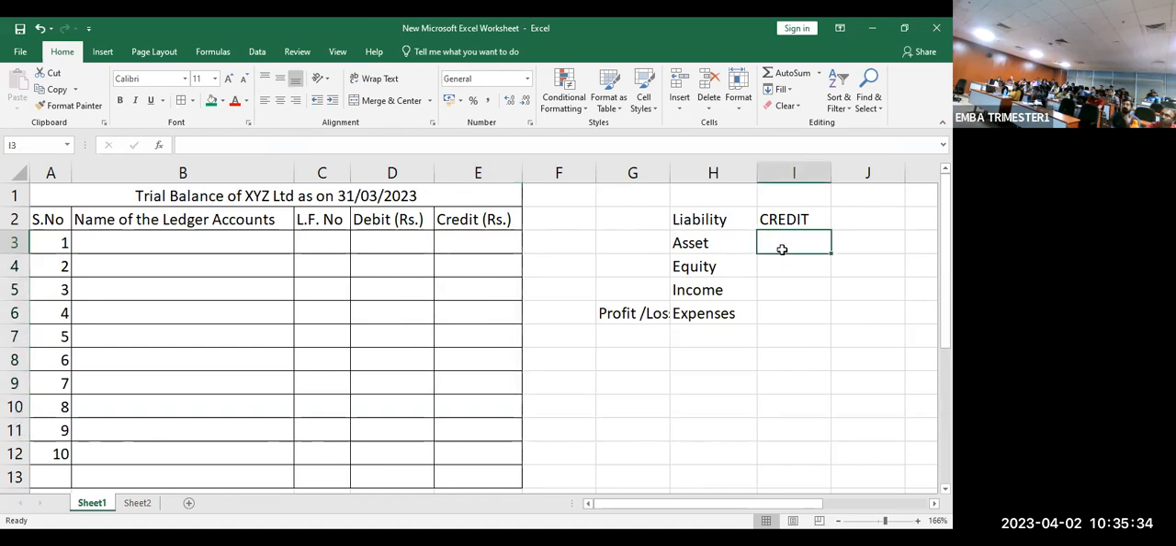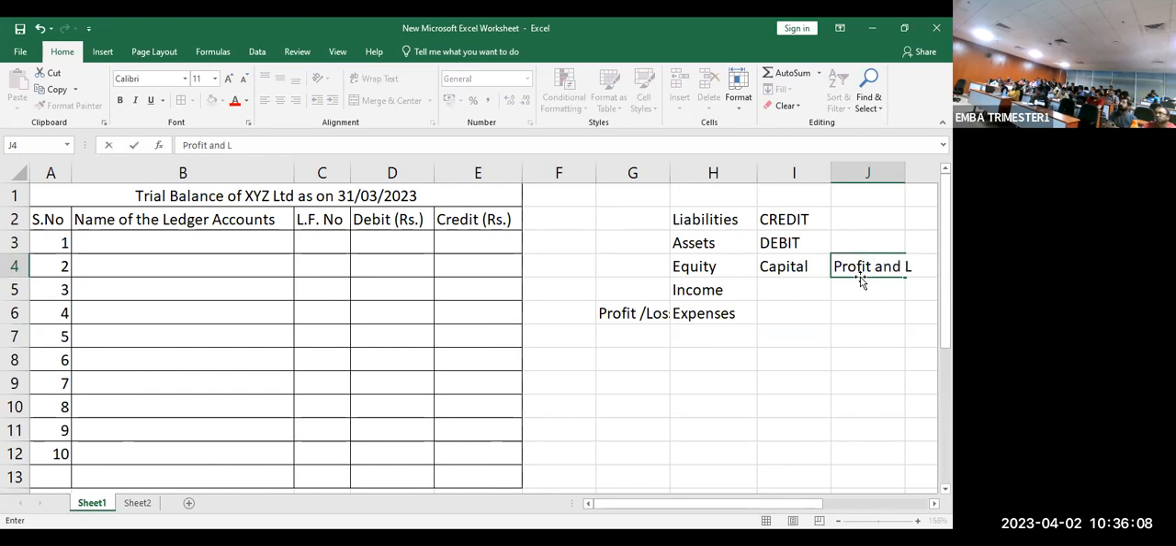Asset is just the opposite. If liability is in credit, asset should be on the debit side. Debit. Examples for assets: furniture, machinery, cash in hand, cash at the bank, debtors. Now our Sundry Ramesh is our debtor, an asset. Land and building, bills receivable, accounts receivable, stock, etc.